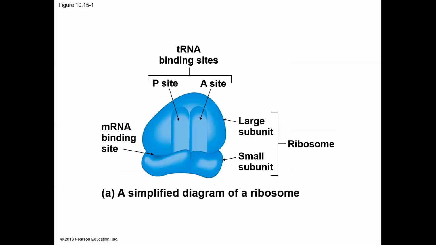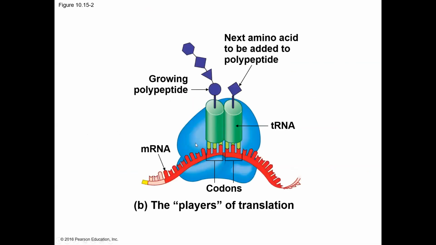Now let's put all of this together. Here we go. Here we have all this blue stuff here. This is a ribosome, and a ribosome comes in 2 units. It has a large subunit and a small subunit, and this is made up of all rRNA, right? Ribosomal RNA.